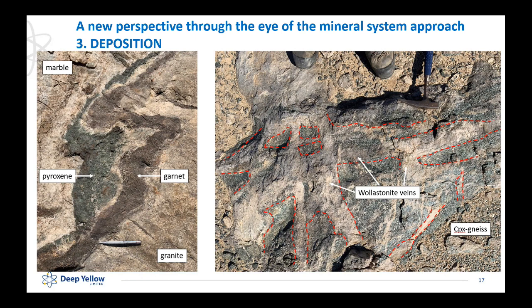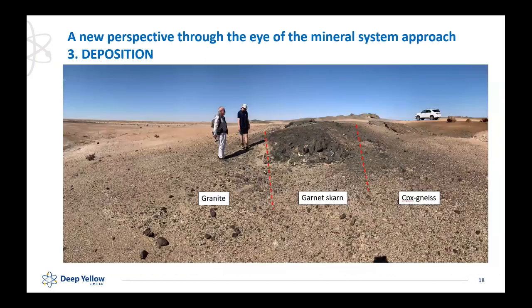That's on the left side. You see a classic, small but classic one, marble on the left, granite on the right. You have what you would call an endoskarn of garnet and an exoskarn of pyroxene. Very small scale, but I think the next one is a bit bigger.